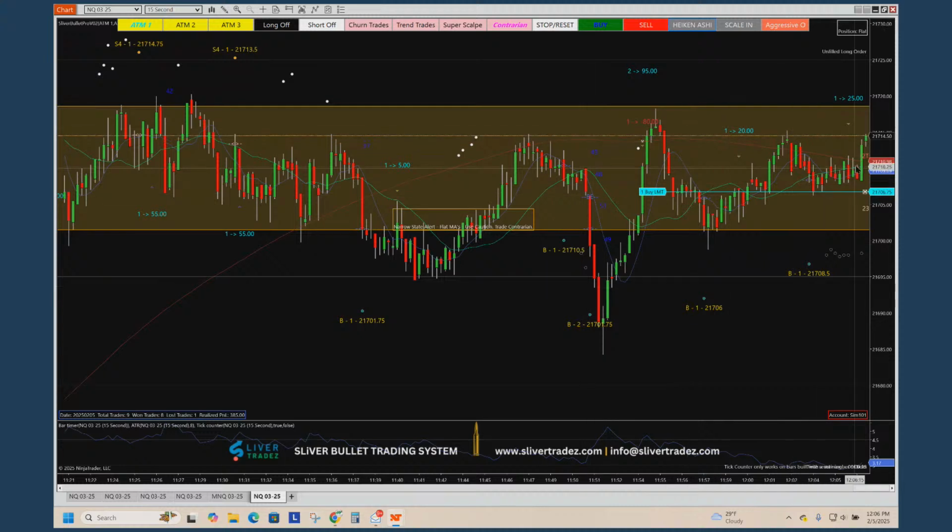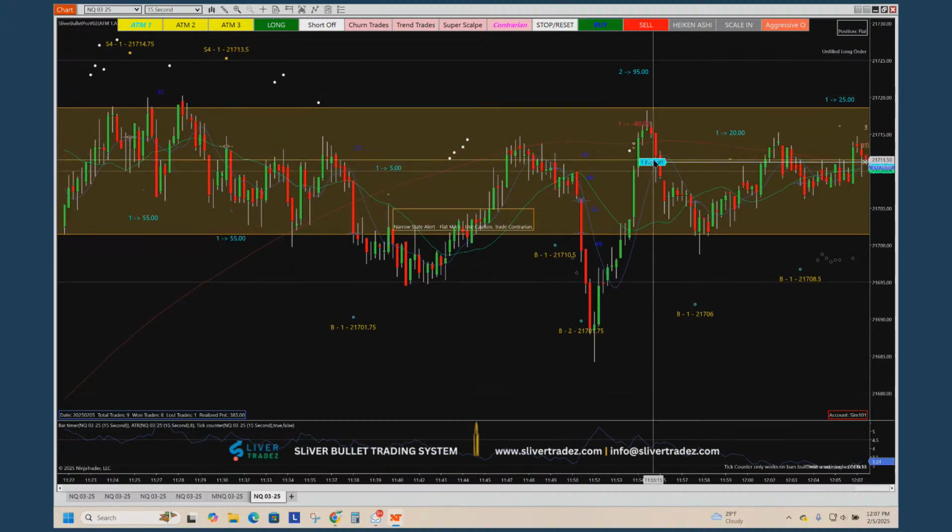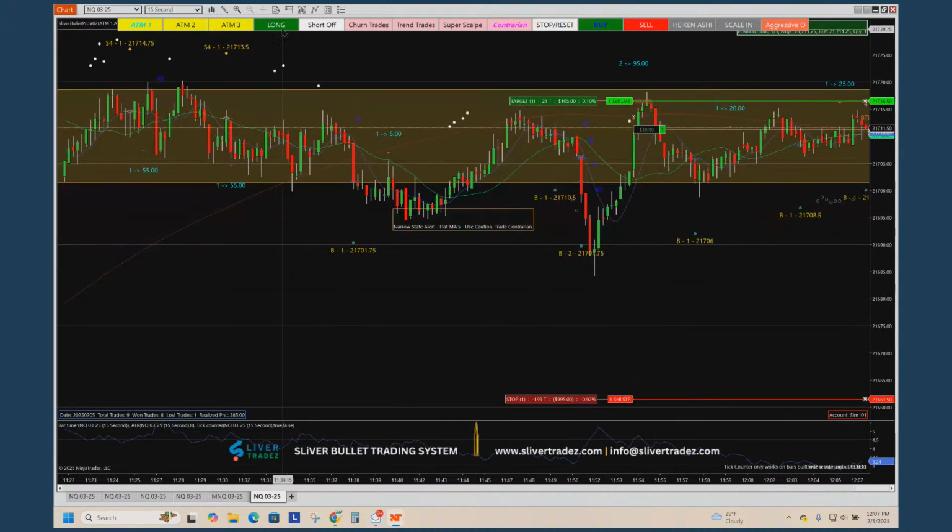So let's see. It's a nice bullish candle. Okay, now I'm going to go long again because I like this bullish candle here. Going to take a tactical. All right. Let's see, guys, what it does.